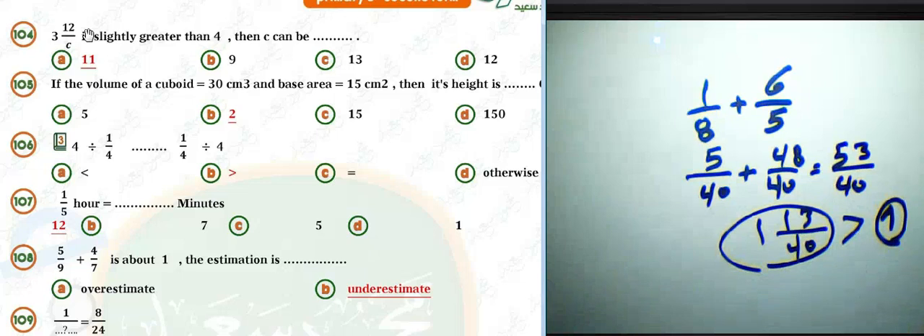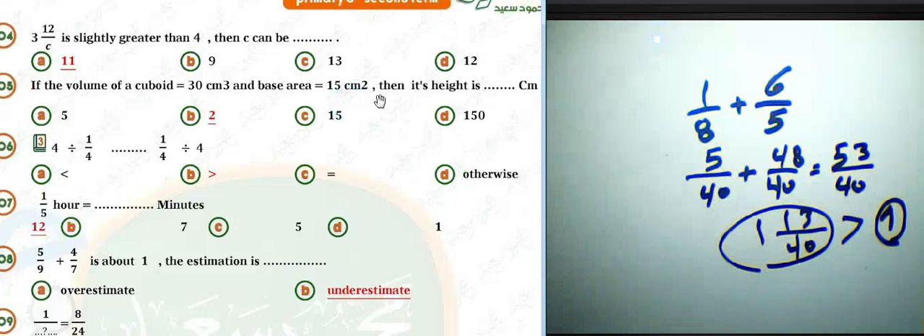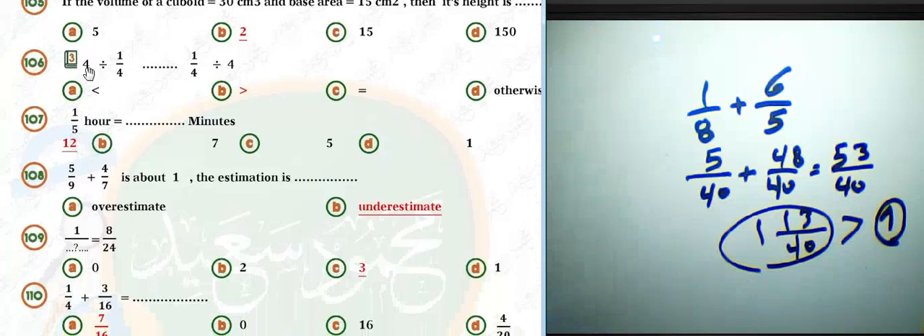Question 105. If the volume of a cuboid is 30 cubic centimeters and the base area is 15 square centimeters, find the height. The height equals 30 divided by 15 equals 2. To find the height, we must divide the volume by the area of the base. Question 106. Because we have here the decimal number, and 4 divided by 4 equals 16, it will be greater than. Choose letter B.